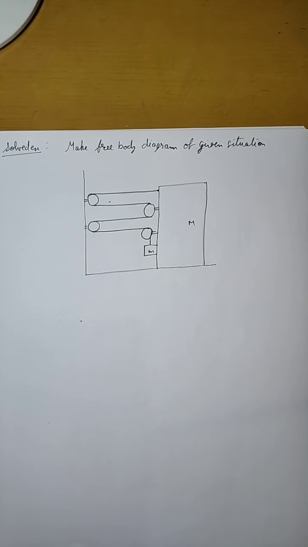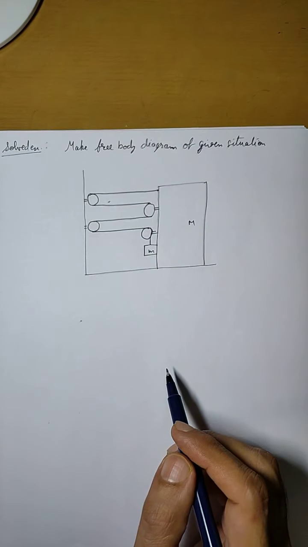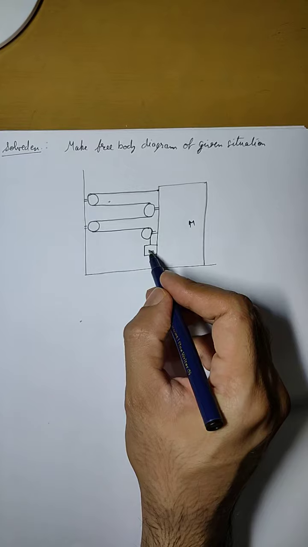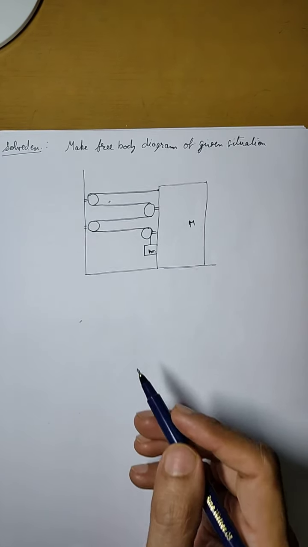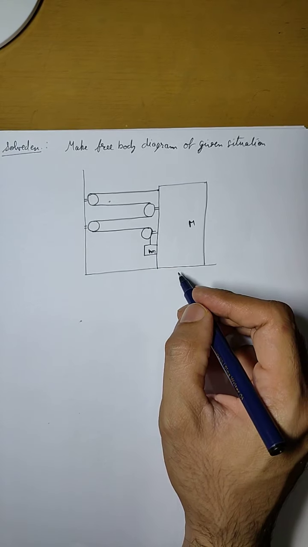Let us do another example. Let us say that this is the situation given and we have to make a free body diagram of this situation. So we have two blocks, one bigger block of mass capital M and one smaller block of mass small m. So first, to make a free body diagram, we should first write all the forces here.